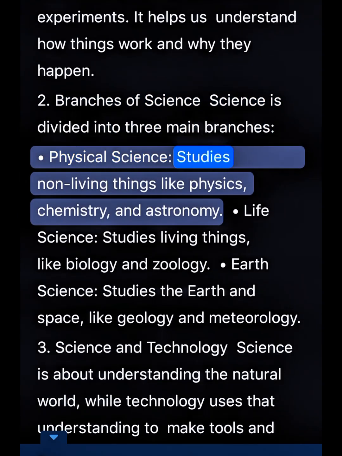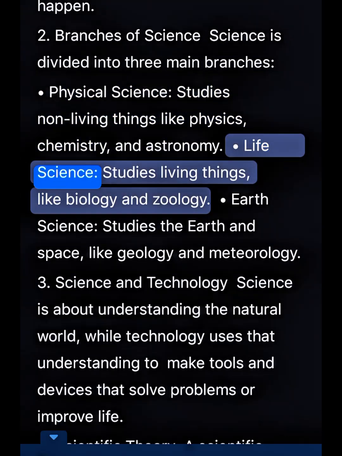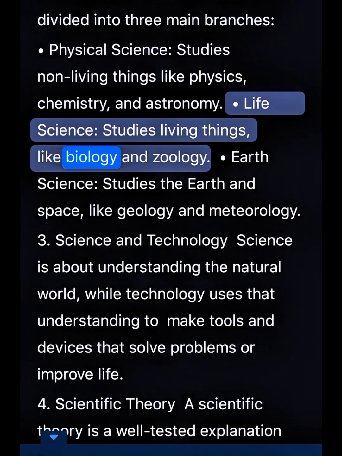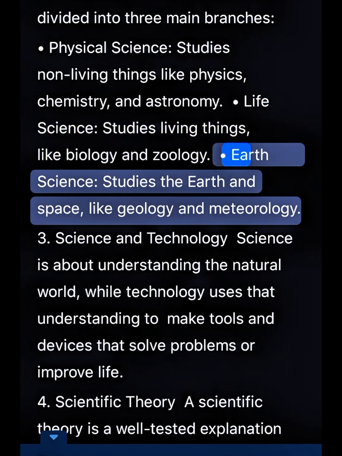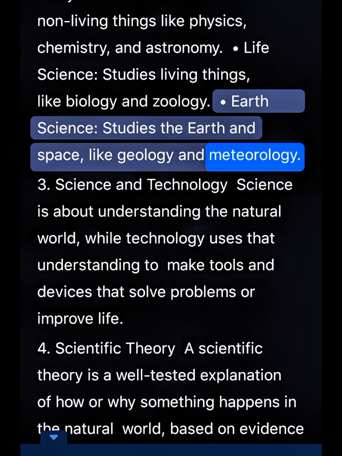Physical science studies non-living things like physics, chemistry, and astronomy. Life science studies living things like biology and zoology. Earth science studies the earth and space like geology and meteorology.